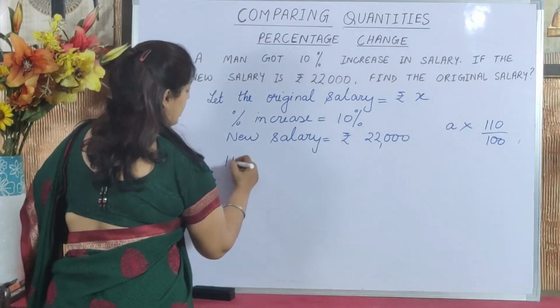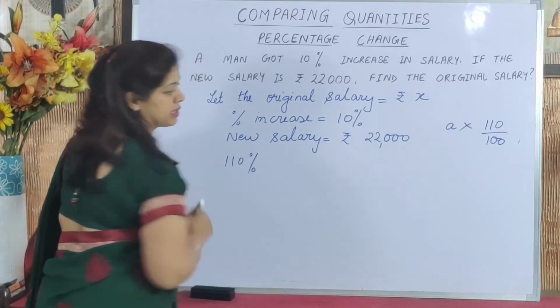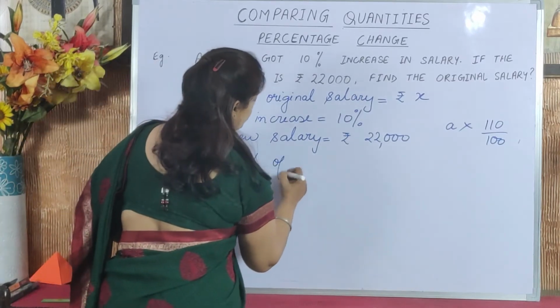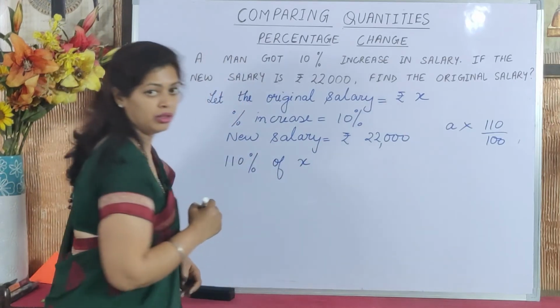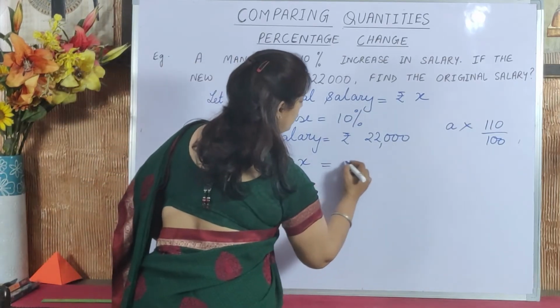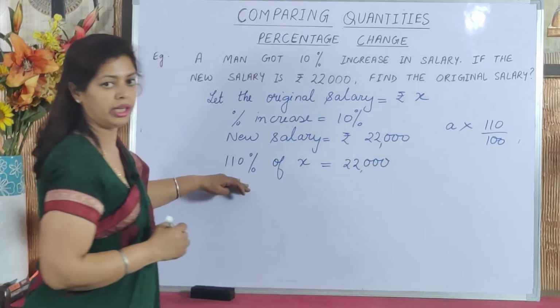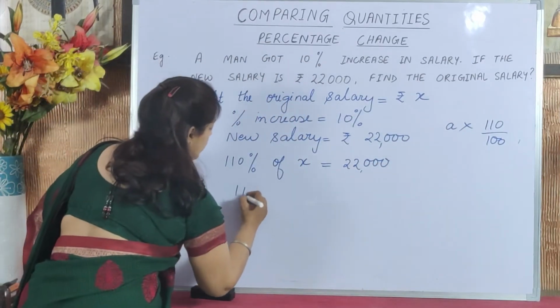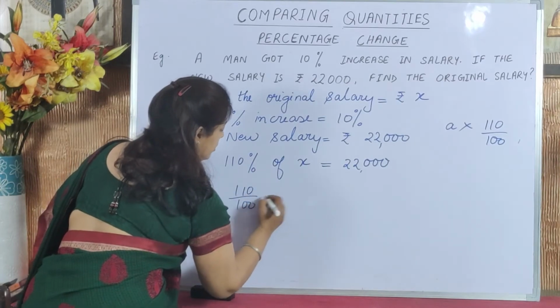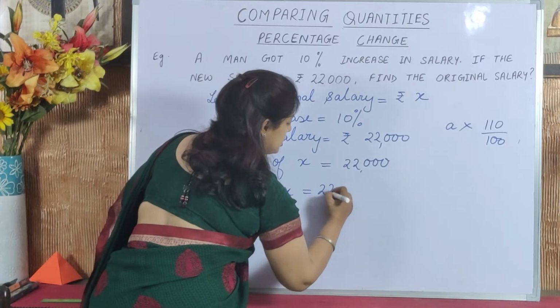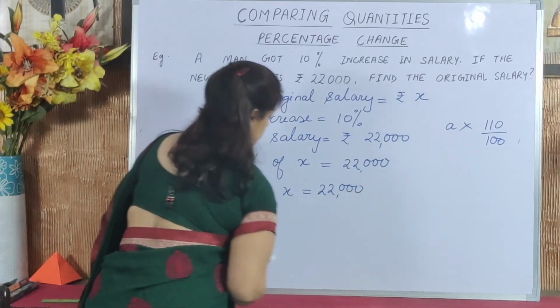That means 110%, since there is a 10% increase, on 100 it is 10. 110% of X, that is the original salary, will give you the new salary, that is 22,000. So this is your equation. Now I can write this as 110 upon 100 of X as multiplication, which is equal to 22,000.